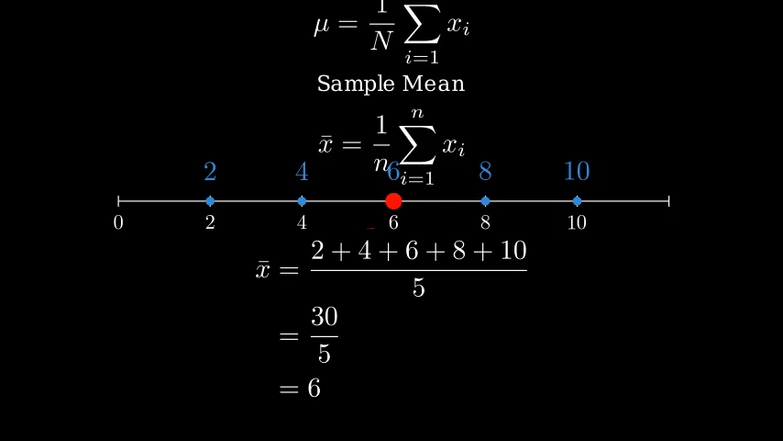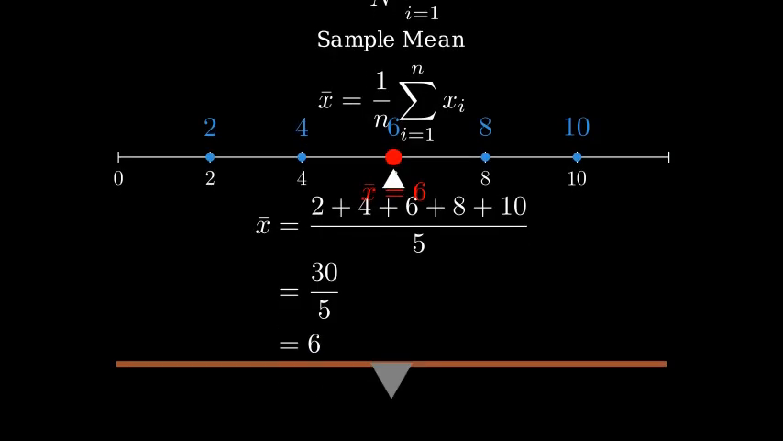The mean is like a balance point. If we imagine each data point as a weight on the number line, the mean is the point where the number line would perfectly balance. Let me show you more clearly what I mean by the balance point. Imagine a seesaw with weights placed at the positions of our data points. If we place the fulcrum at the mean value of 6, the seesaw will be perfectly balanced.